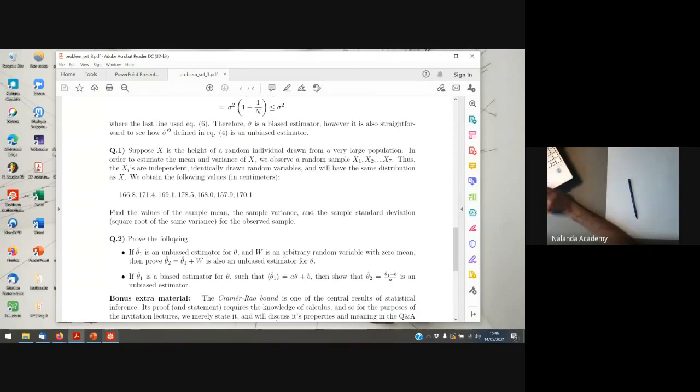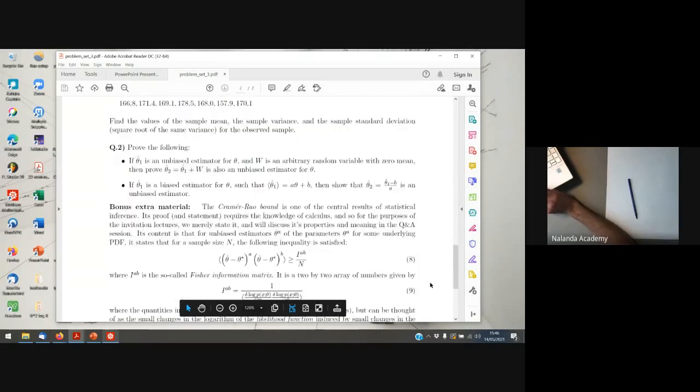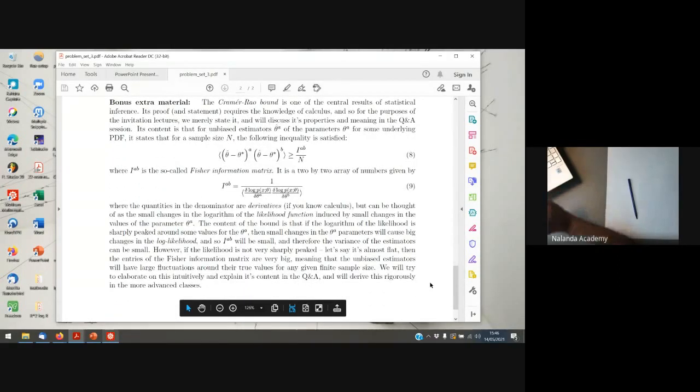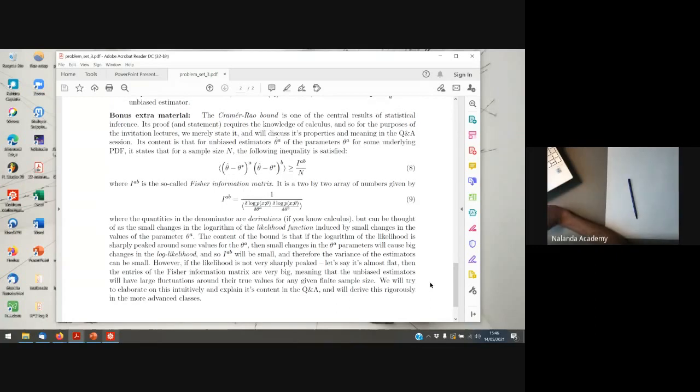So that's some extra material here, and this is something that I just wanted to show you. It's actually straightforward to derive, but you need to know a bit of calculus. So all I'm going to do is state the result. Very often we have a situation where we don't know what the underlying distribution is, but we're trying to estimate it using some finite sample. Now, if you keep repeating that estimation, you're going to get fluctuations around the true value. And what this bound, known as the Cramer-Rao bound, is telling you is how big those fluctuations would be as a function of the size of your sample.